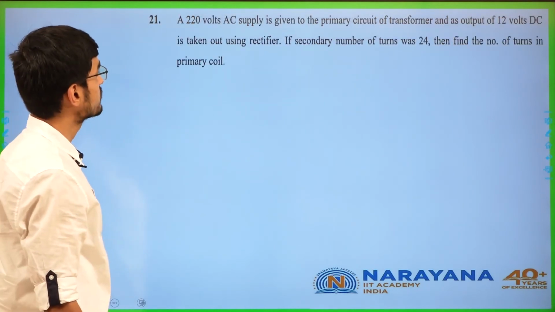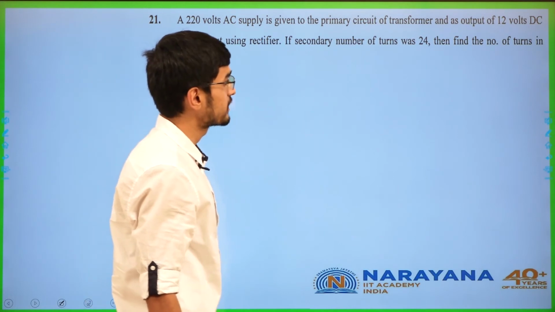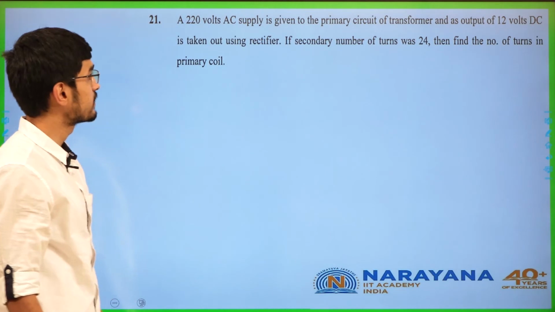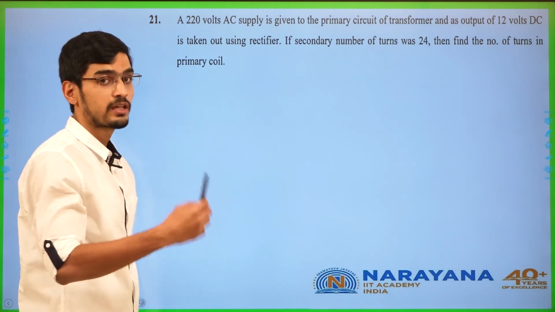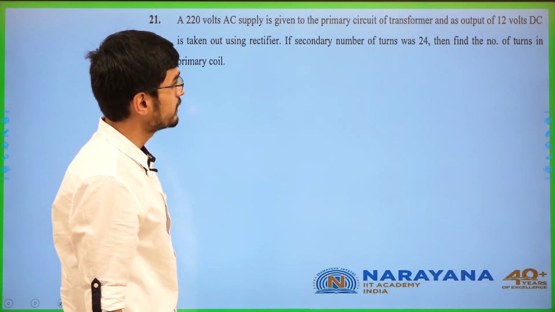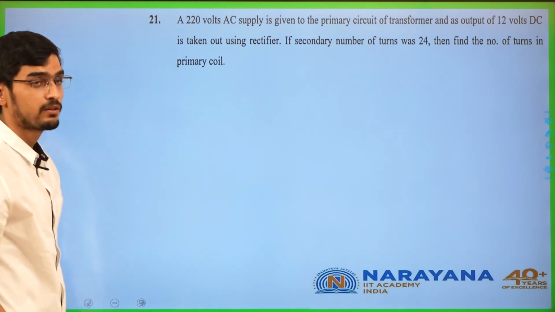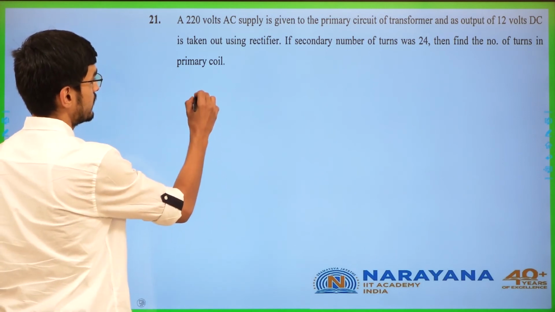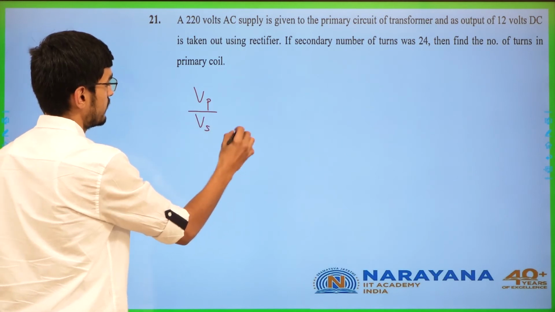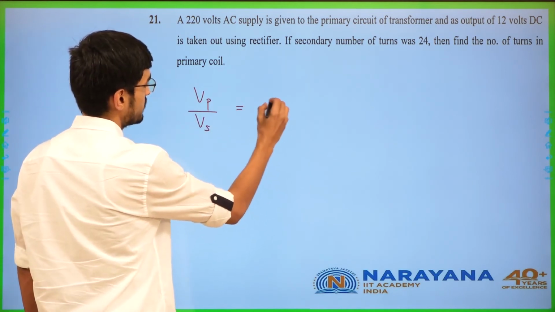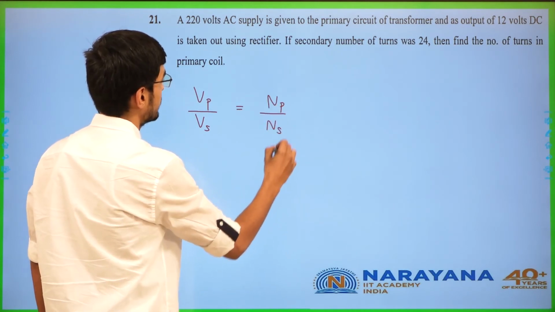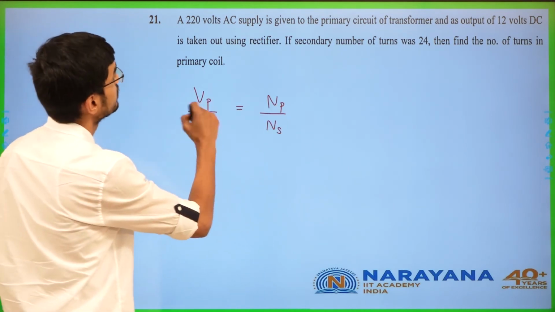A 220 volts AC supply is given to the primary circuit of a transformer, and an output of 12 volt DC is taken out using a rectifier. That means 12 volt can be treated as the RMS value of the output side. If the secondary number of turns was 24, then we have to find the number of turns in the primary coil. So we can directly use voltage across primary upon voltage across secondary. The ratio of these two RMS values can be directly linked with number of turns in primary to number of turns in secondary. Let's quickly see what data is given.